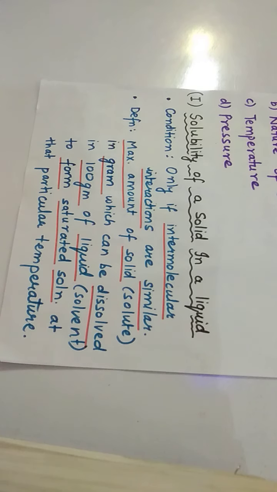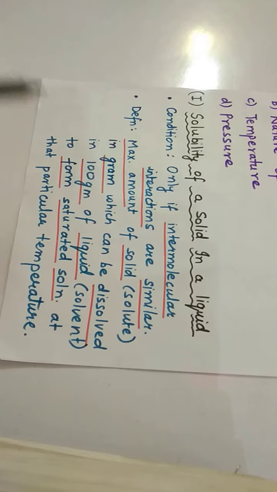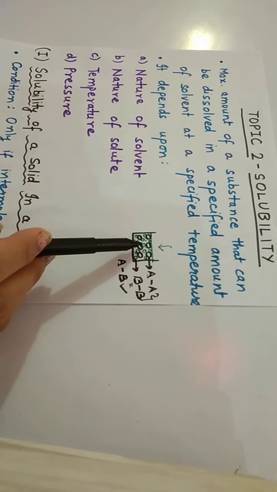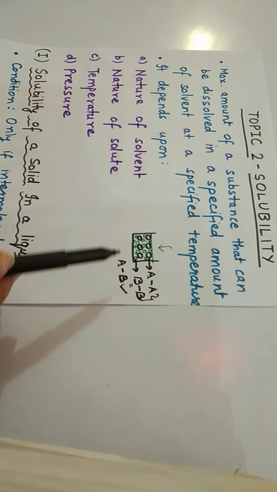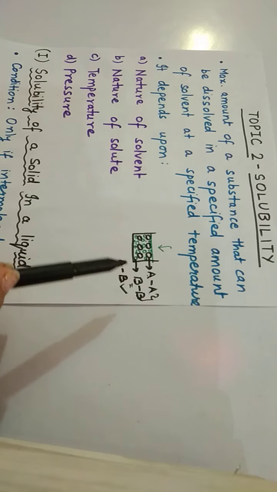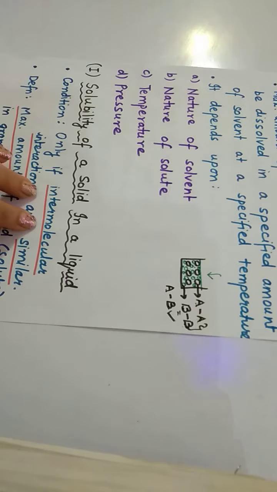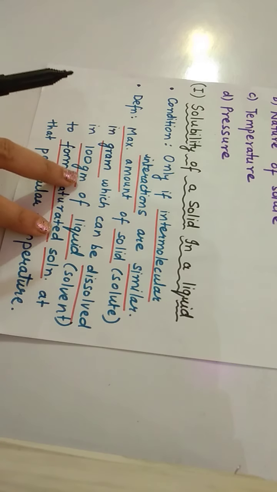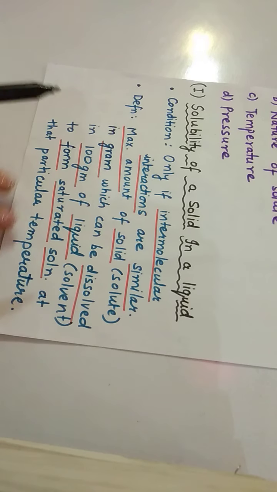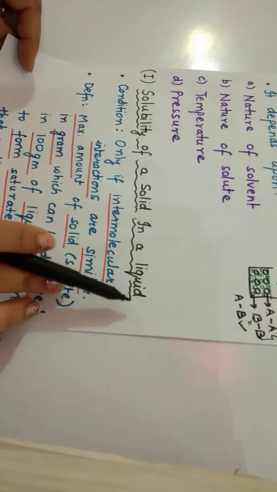Now what is exactly the definition of this one? In case of solid and liquid, what is solubility of a solid in a liquid? What does it mean exactly? It is the maximum amount of solute, that is sugar, in grams, that can be dissolved in 100 gram of liquid to form a saturated solution. How many maximum grams of sugar particles you can dissolve in 100 gram of liquid to form a saturated solution, that is known as solubility of a solid in a liquid.